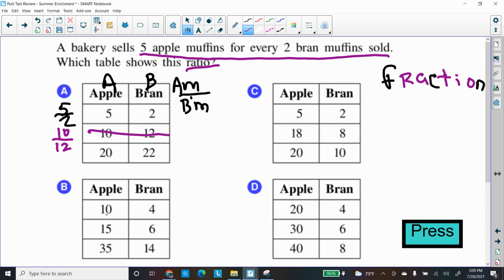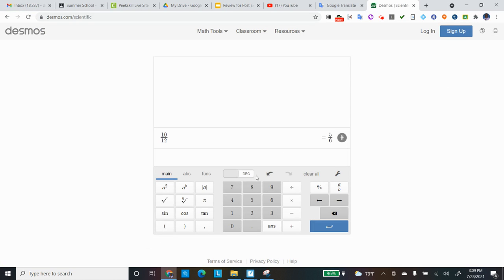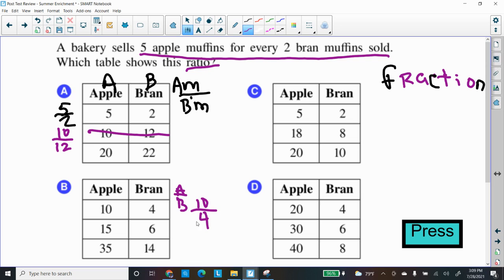So let's check this table, table B. We're looking for 5 over 2 every time. So this one, I got my A over B. So I got 10 over 4. Let's see if that reduces down to 5 over 2. So let me go back here. So let's clear this. 10 divided by 4. And I get 2.5, which is 5 over 2. All right. So far, so good. Let's continue checking and see what we got.